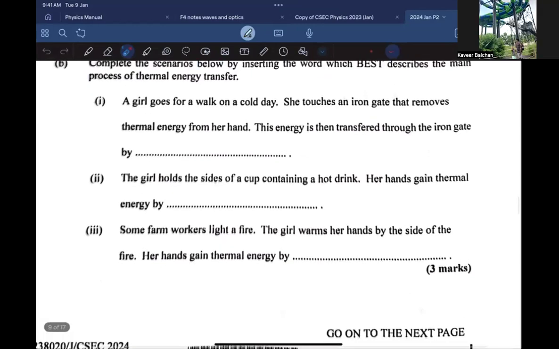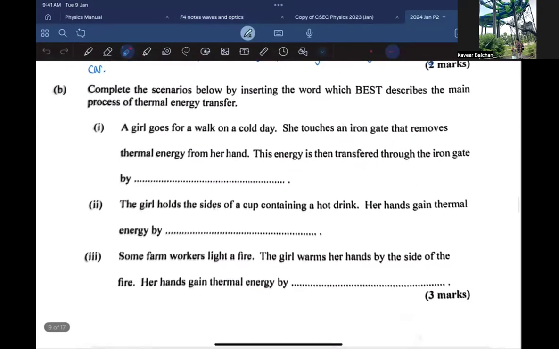Quick movement. Complete these scenarios below by inserting the word which best describes the main process of thermal energy transfer. Part 1. A girl goes for a walk on a cold day. She touches an iron gate that removes thermal energy from her hand. The energy is then transferred through the iron gate by... Okay, so Justin, she touched the gate. So there was physical contact. So what kind of transfer is that? Anytime you make physical contact.